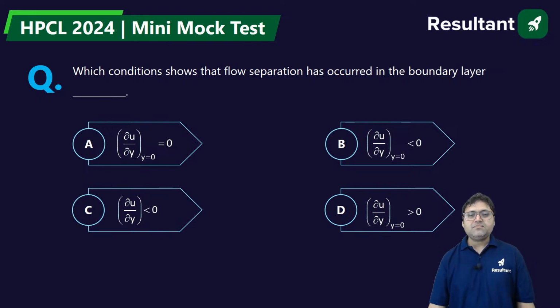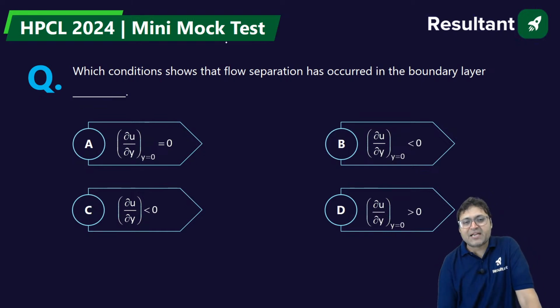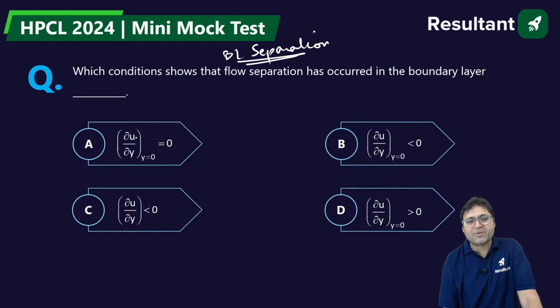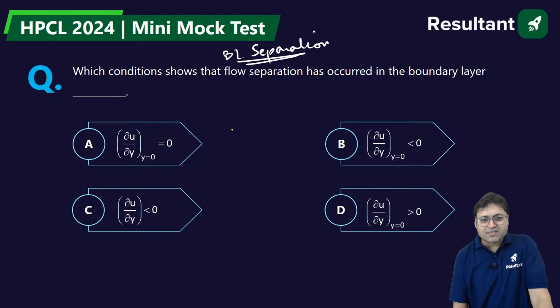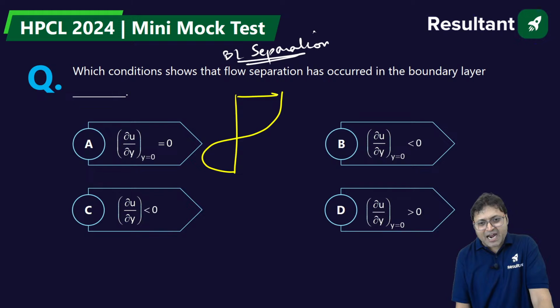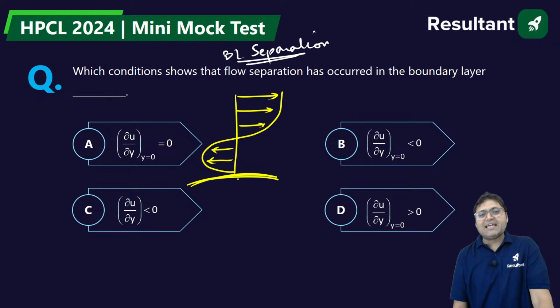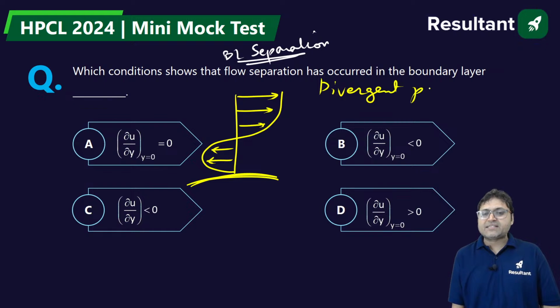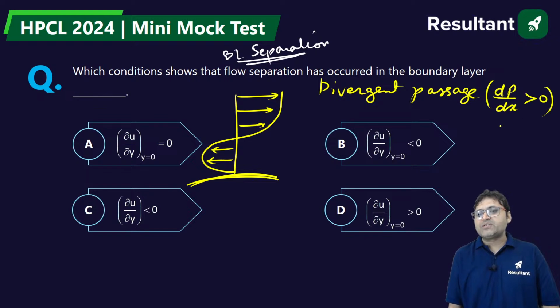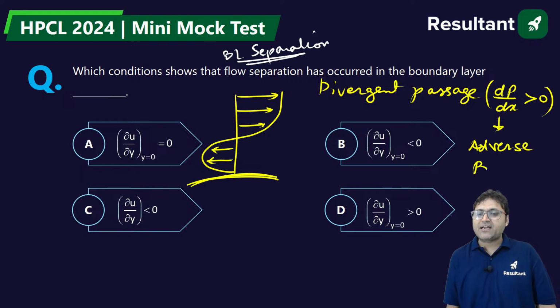Next one, flow separation or boundary layer separation. The question is from boundary layer separation. Near the surface, in case of adverse pressure gradient, the fluid particles start moving in the opposite direction. That is called flow separation, and it happens in the divergent passage when dP by dx is positive, which we can call an adverse pressure gradient, an unfavorable pressure gradient.